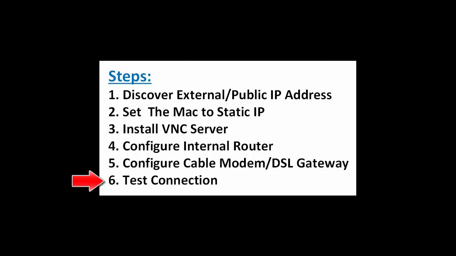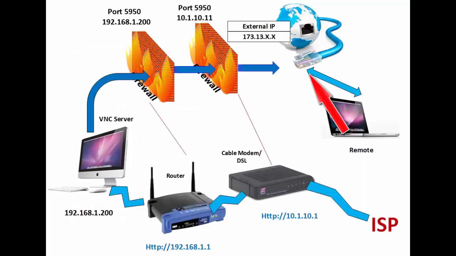Okay, so we're on step number 6. So we're going to run a test. We're going to test the connection from a remote computer, not internal, somewhere from the internet or from the outside. As you see the diagram here, we have a remote computer with the red arrow here. We're going to connect to the 173.113.x.x, whatever the IP address you have here. And mine, in that case, that's my IP address. The X represents the actual number, whatever number that I'm not showing.